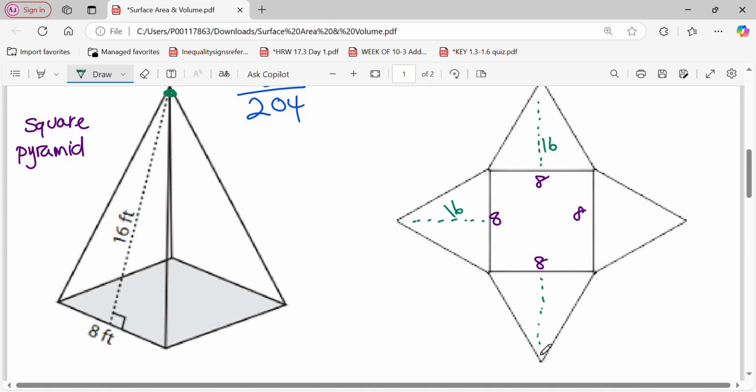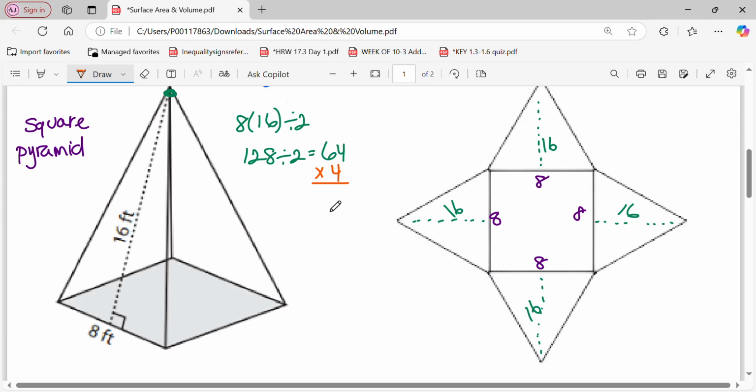All of my triangles are exactly the same and I have 4 of them. So after I find the area of one triangle, I'm going to multiply by 4. So starting with the area of my triangle, I have base times height, 8 times 16, and divide by 2. Or 8 times 16 is 128. Divide by 2 to get 64. Now I have 4 triangles. This is for one triangle. I'm going to multiply by 4 to get 256. This is for my triangles.